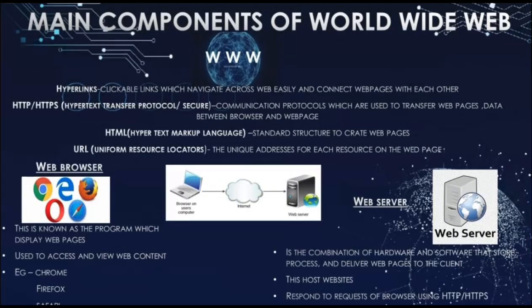Uniform resource locators. The unique address for each resource on the web is the uniform resource locator. Web browser. This is the program which displays web pages. It is used to access web content. Chrome, Firefox, and Safari are examples of web browsers.